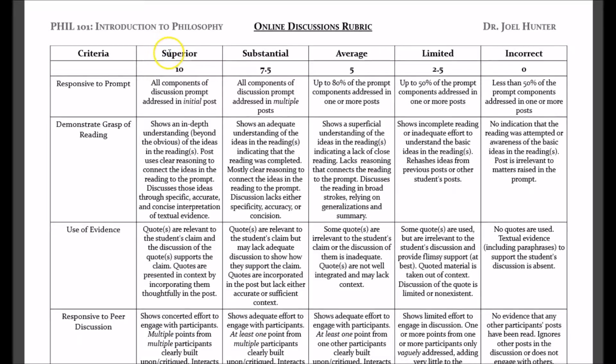Now there's another part to it that is important, and that is that you address all the components in the discussion prompt in the initial post. So the initial post is whatever you post first for that week's discussion. And obviously this would be before the deadline that is posted in your class schedule for that discussion. You can, of course, come back to a post that you start, say, in order to get it in on the deadline, and follow up with additional posts to complete it.